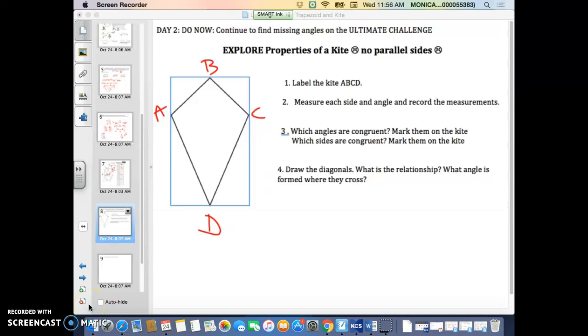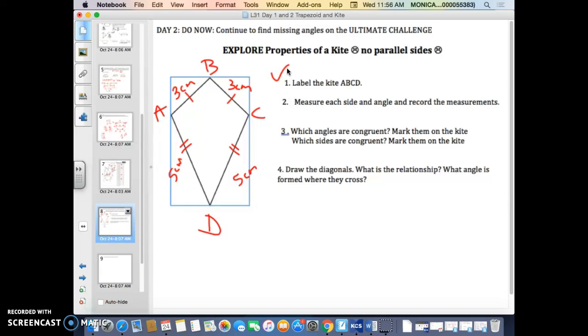Okay, so I went through, and first I labeled the kite A, B, C, D. Now I'm going to measure each side, and I use the centimeters, and I just estimated. So I got about 3 centimeters here, 3 centimeters here, and I got 5 centimeters and 5 centimeters. So the conclusion I could draw was that these sides are congruent to each other, these sides are congruent to each other, but I have to use different tick marks because the longer side is not congruent to the shorter side. So that's measuring each side.